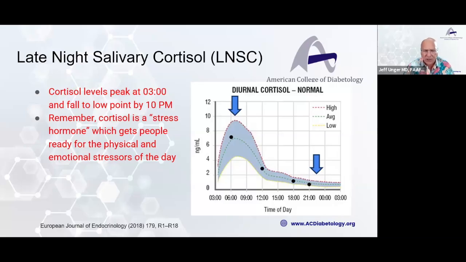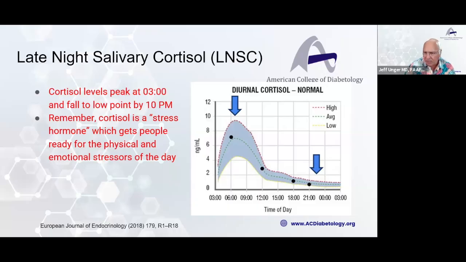Cortisol, as I mentioned, is a stress hormone. It's necessary for life. No cortisol, you die. No cortisol, you have Addison's disease. So cortisol is produced typically overnight. It starts peaking around 3 a.m. so that by the time the patient wakes up at 8 a.m., they're ready to go with the physical and emotional stressors of the day. This is a normal graph. Look what happens at 10 o'clock at night. That's arrow number 2.